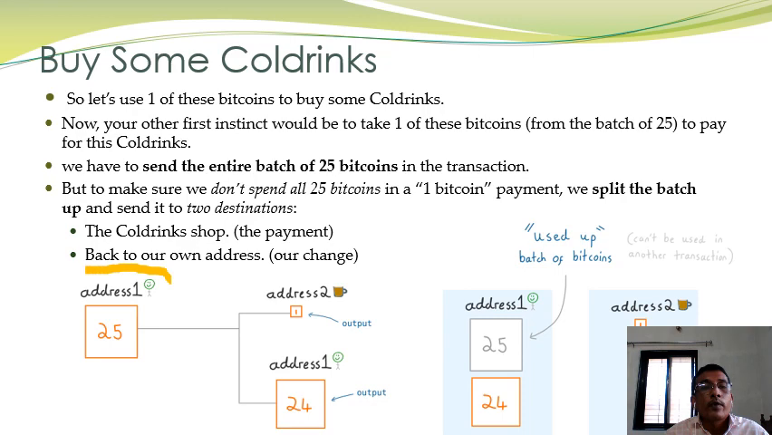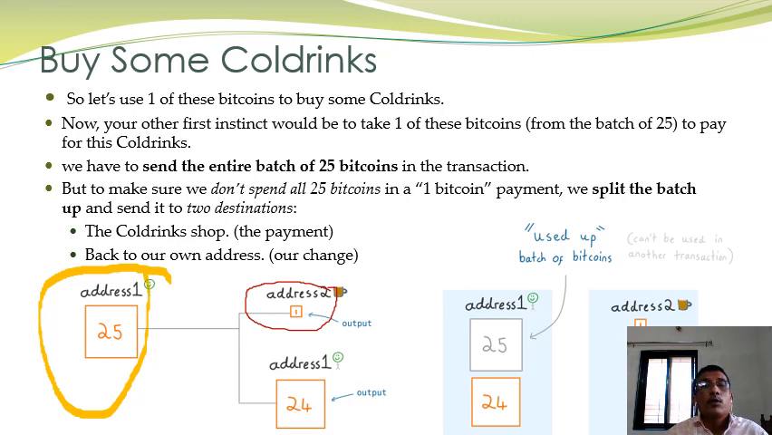Address 1 has 25 coins, and address 1 wants to send one coin to address 2. You can see this is address 2, to which address 1 has to send one coin to buy the cold drinks. But what happens when address 1 tries to send one coin to address 2? We have to send the entire batch of 25 coins in the transaction.